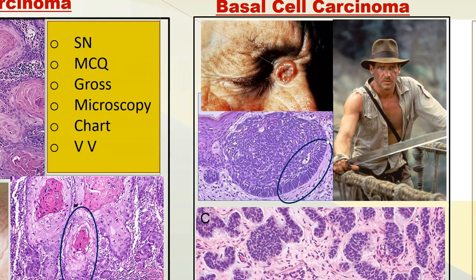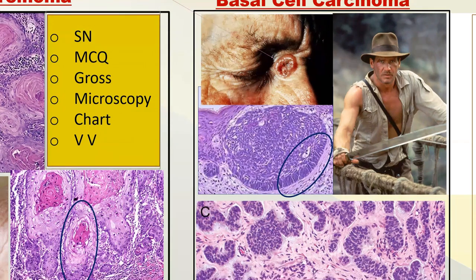What is important? I have drawn a circle over here. I find that all the nuclei are parallelly arranged. This is called a palisading arrangement. Palisading means it is picket fence like. It is parallel just like your fingers. So it is called a palisading arrangement.